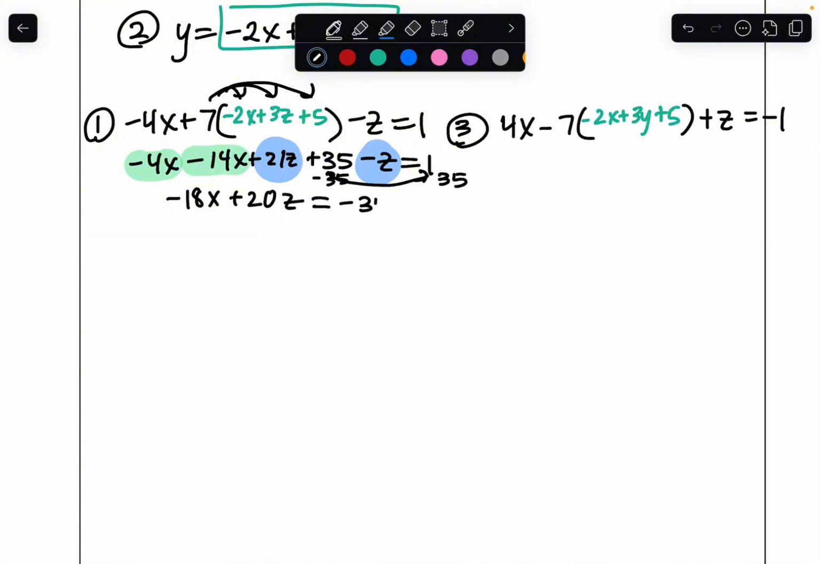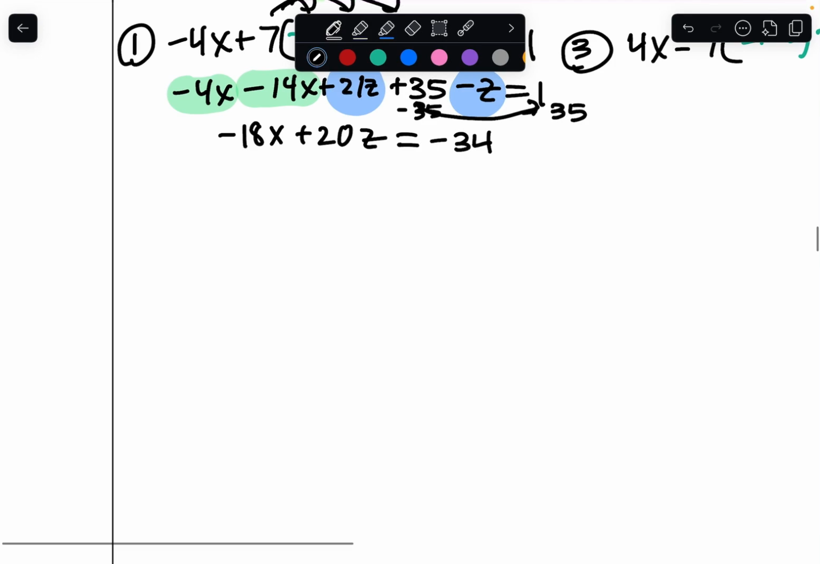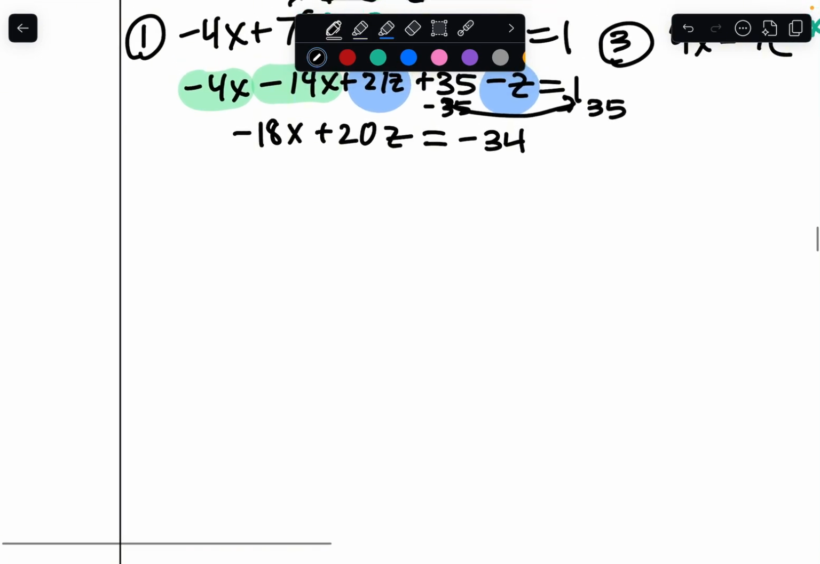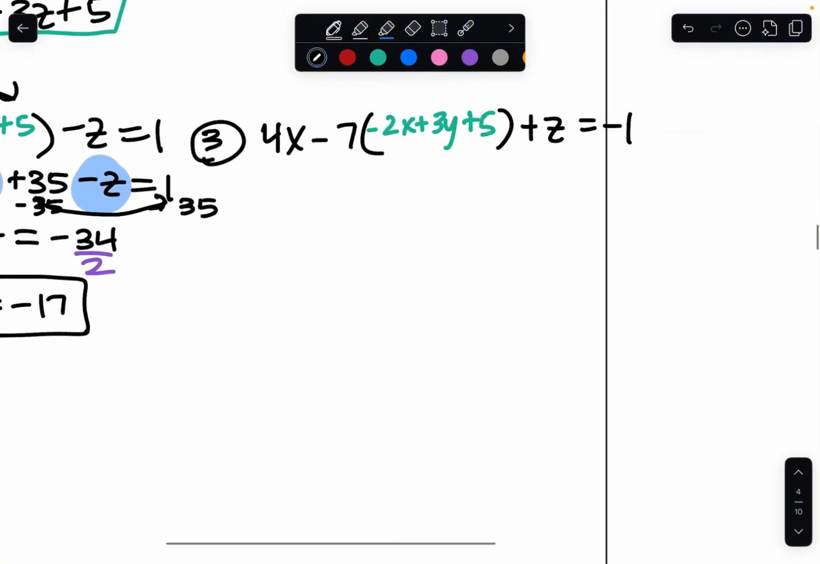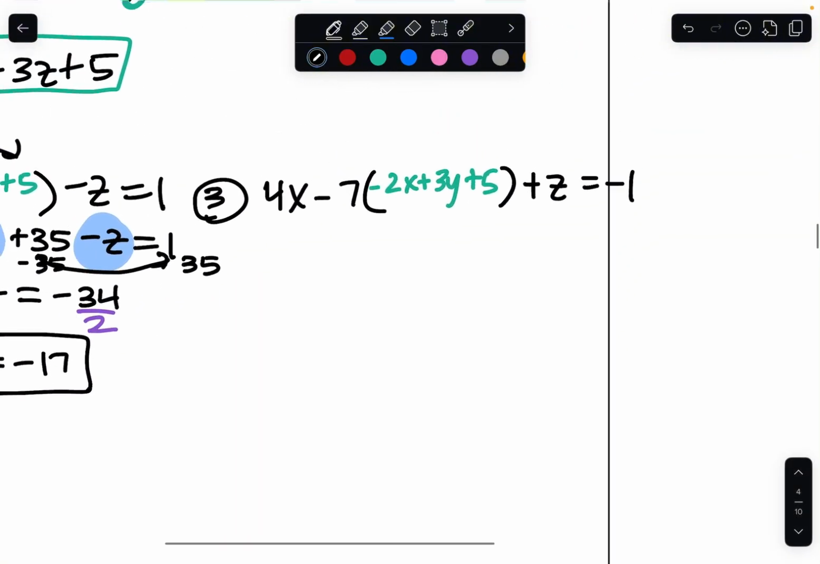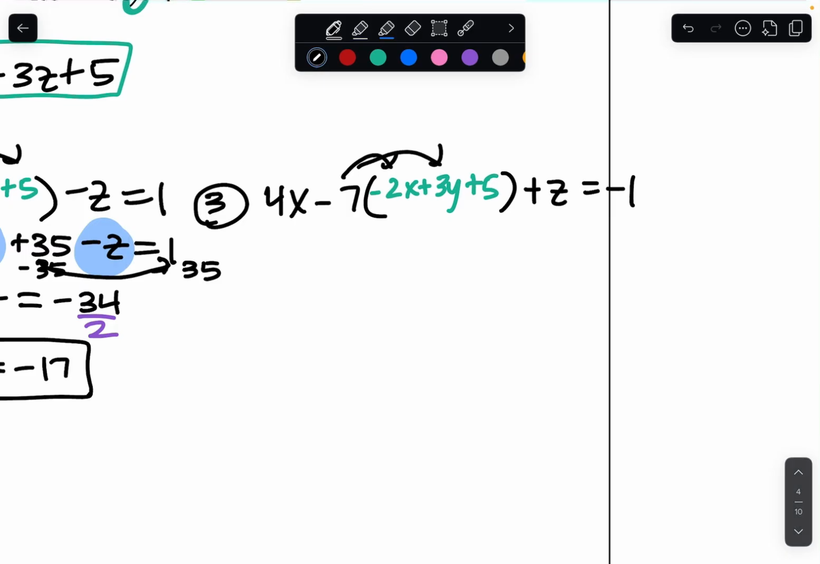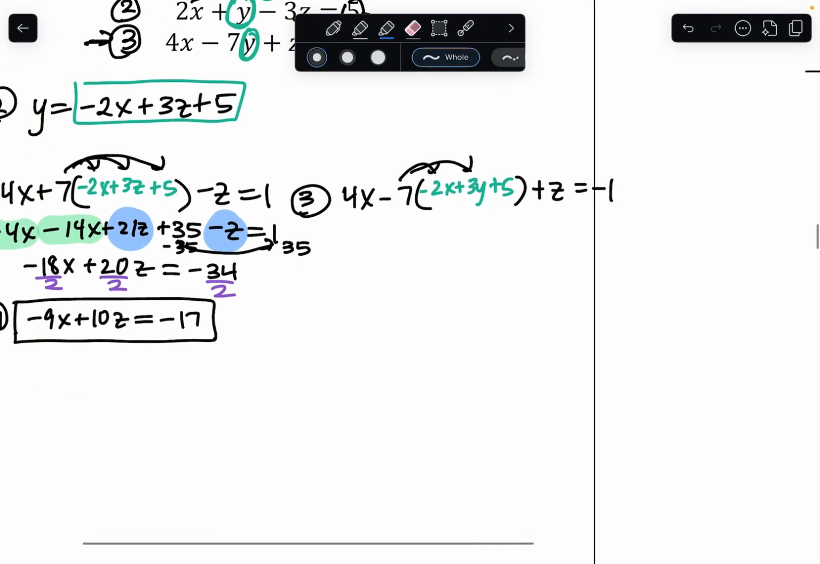would be negative 34. Now these are some pretty ugly numbers. I notice they're all even, so we can at least divide them by 2, giving me negative 9x plus 10z equals negative 17. And so that will be my equation 4. Okay, over here we are distributing a negative 7, and that 3y should have been 3z.